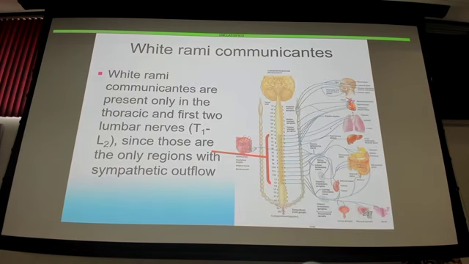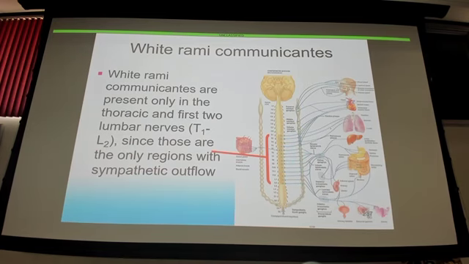Now, we only see white rami at what levels? I know it's on the slide. T1 to L2. Okay, well, why is that? I'm being very facetious as I go through this. Or deliberate, better word. Why would we want to say white rami are only present at T1 to L2? Well, that's the only area of the spinal cord that sympathetic output leaves. We don't need a white ramus at the C3 level. There's no output there.